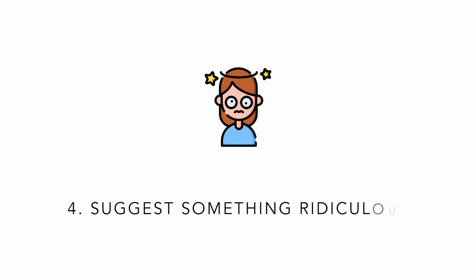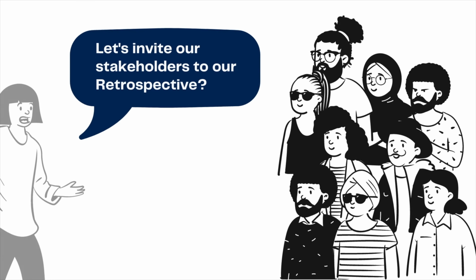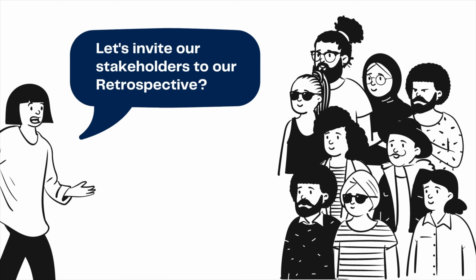Number 4, suggest something ridiculous. So for example, you might suggest something like, "How about we invite our stakeholders to our retrospectives?" And if the suggestion is stupid enough, which it is, inviting stakeholders to your retrospectives is a bad idea unless otherwise decided as a whole team. So if your suggestion or question is stupidly ridiculous, someone is bound to tell you why it won't work, which is precisely the excuse you need to ask, "Well, what could work then?"